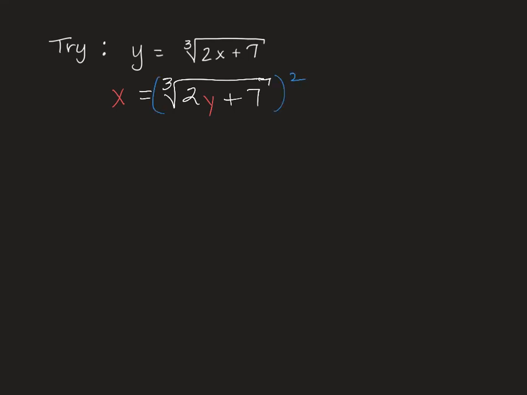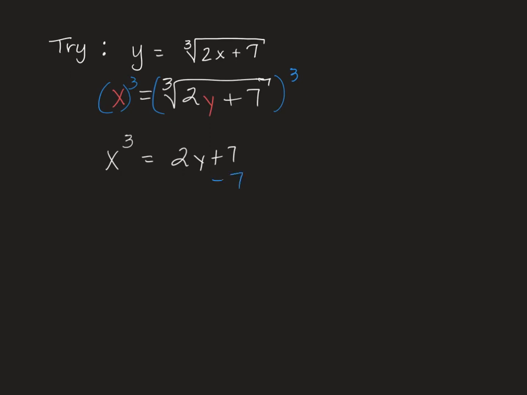Oop, not a 2. That should be a 3 there, and we're going to cube this side. So we're going to have x cubed equals, and then it's 2y plus 7. Also, I could jump to that step right away because there was nothing else around that radical. There was nothing being added or subtracted or being multiplied out front. So now I just go about solving for y.